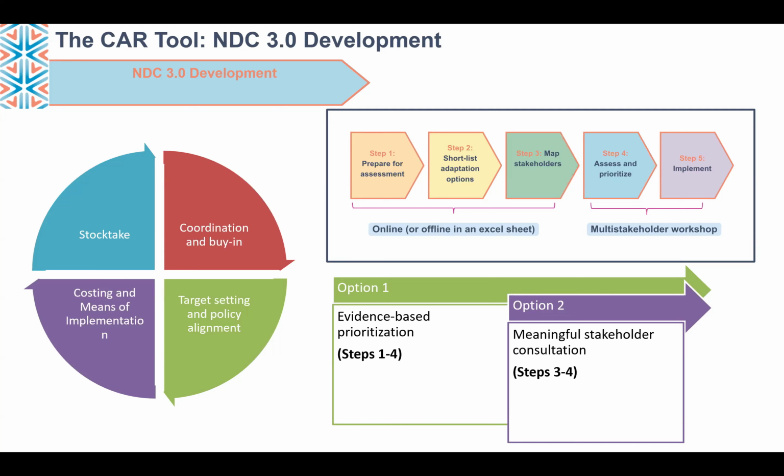How do we then take the CAR tool, which is a 5-step process, in trying to take it for the NDC 3.0, which is basically the first option is really to use the CAR tool as an evidence-based prioritization. How you go about that is to go through from step 1 to step 4. And the other option is really to focus on improving to have more meaningful stakeholder consultation, which is for step 3 and 4 specifically. Next slide, please.